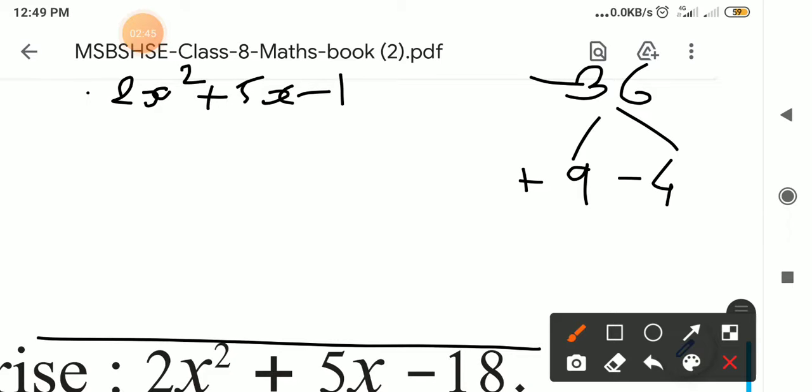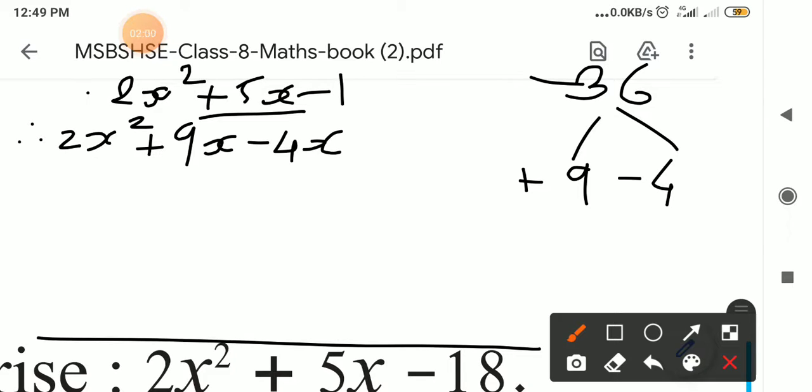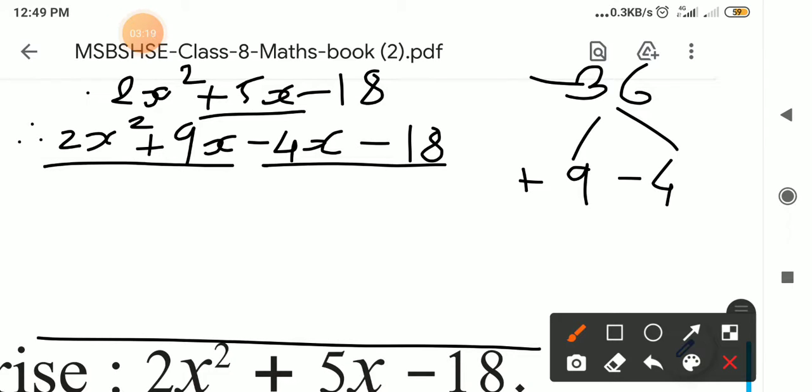So here what I will do, therefore, the first term we have to write as it is, as I told you before. Instead of plus 5x we have to write here plus 9x and minus 4x. Okay, and the last term we have to copy here as it is. Okay, clear? Now the next step: sorry, 18 is here, by mistake I wrote 8 here.